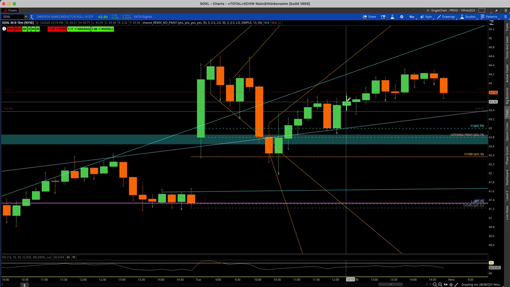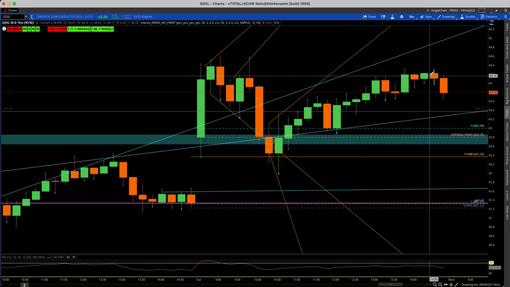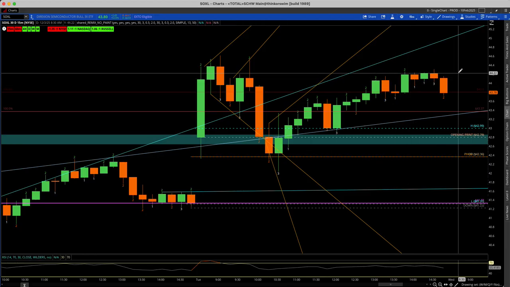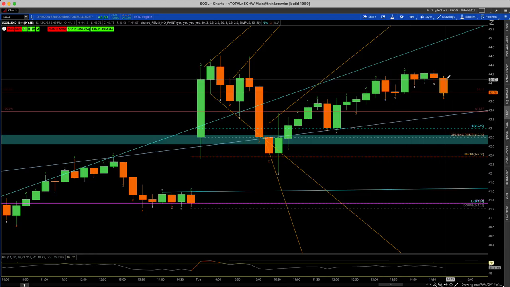So if you're looking at things from the 15-minute, obviously you could have got in here. You remained making higher highs and higher lows into the close. So it would have been up to you whether you wanted to swing them. It really depends on what your expiration was, what your strike was, things of that nature.